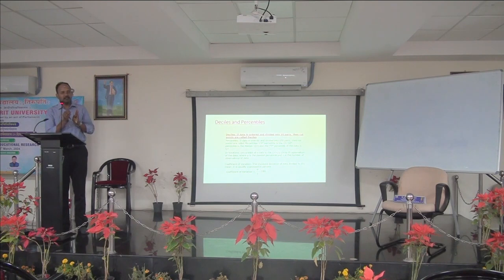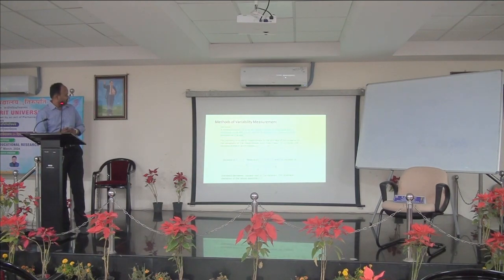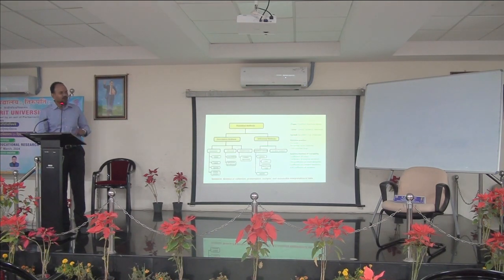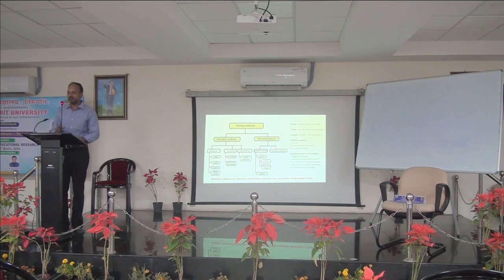Actually, the area given to me is measures of dispersion. So the area given to me is measures of variability. And what are the various measures of variability, what are the characteristics of the measure, and at what instances we use those measures. So this is the area that is given to me.